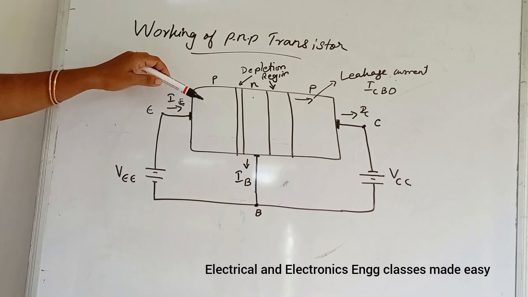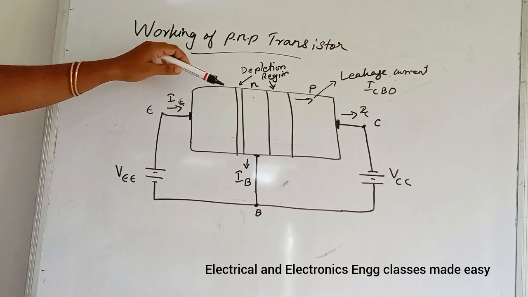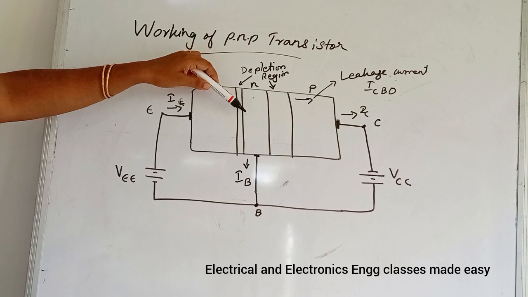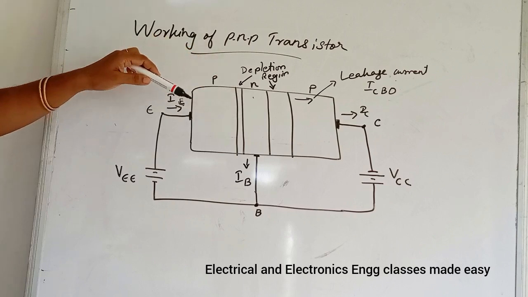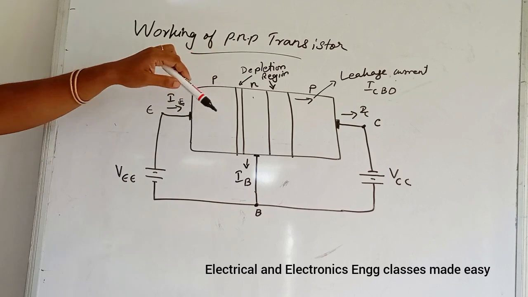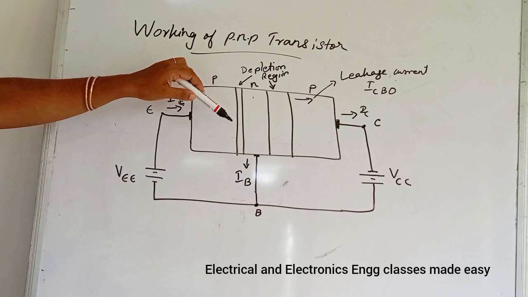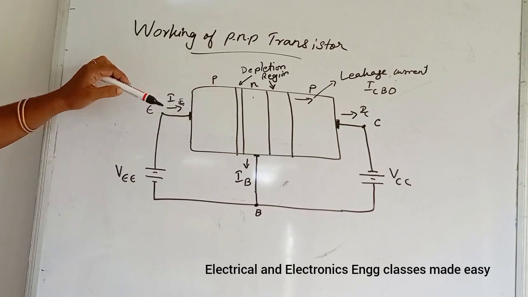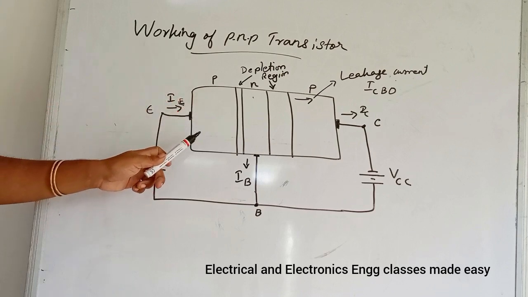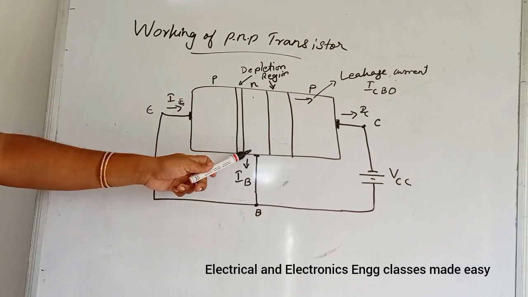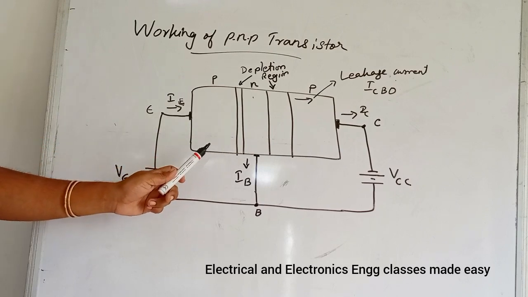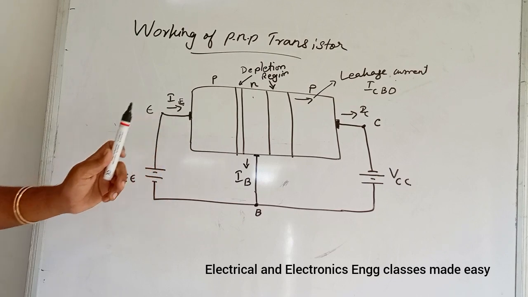So the majority carriers in the emitter are holes and electrons in the base. So the majority carriers in the base is electrons. So these majority carriers will diffuse across the forward biased PN junction. Hence, the total current flowing across this junction is the sum of hole diffusion current and electron diffusion current. And this total current is called the emitter current IE.